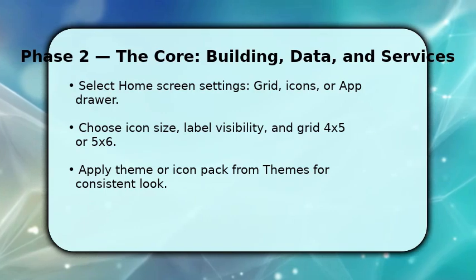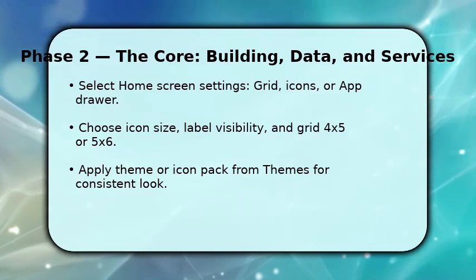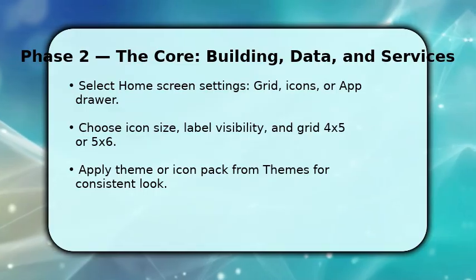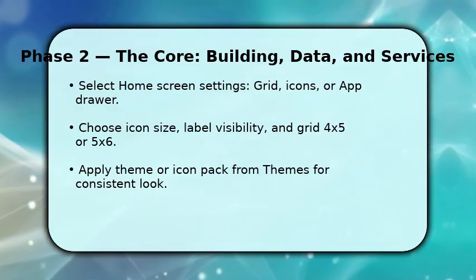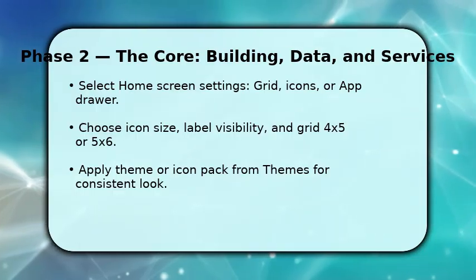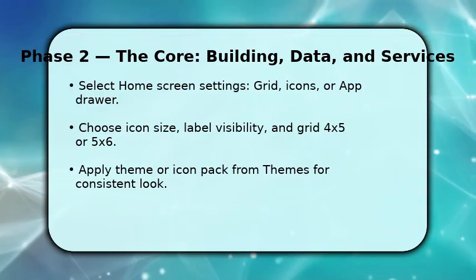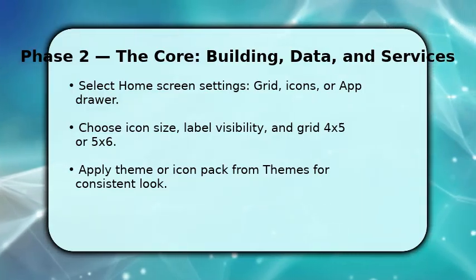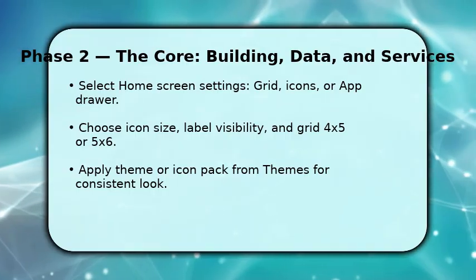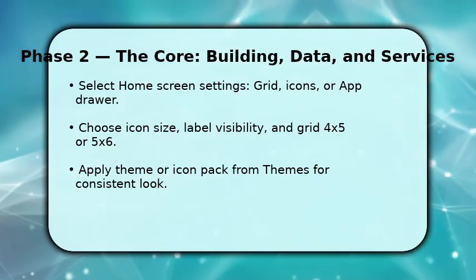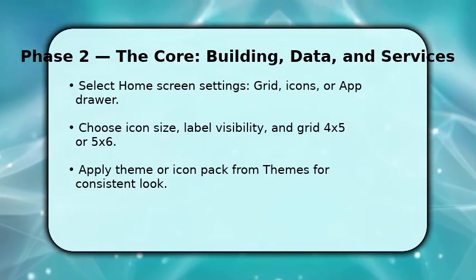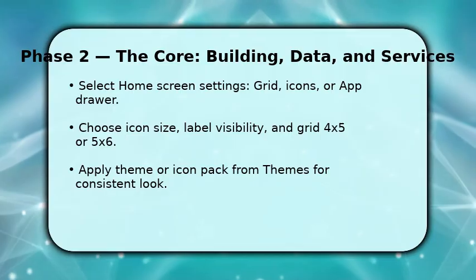You should now adjust layout and visuals. Tap home screen settings and pick grid size, for example 4x5 for larger icons or 5x6 for denser layout, then set icon size and label visibility. If you prefer an app drawer, toggle it on here, otherwise keep all apps on the home screens. Once chosen, apply an icon pack or theme from themes to keep everything consistent. Doing this changes how you interact with apps, so make deliberate choices rather than random tweaks.